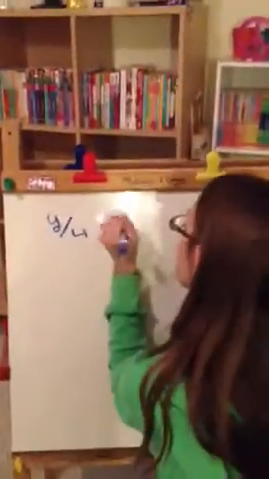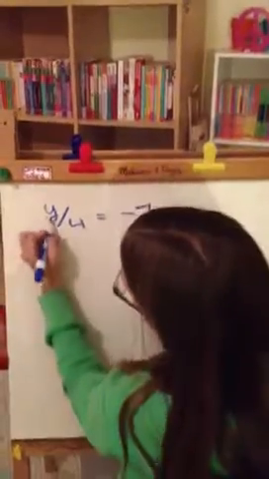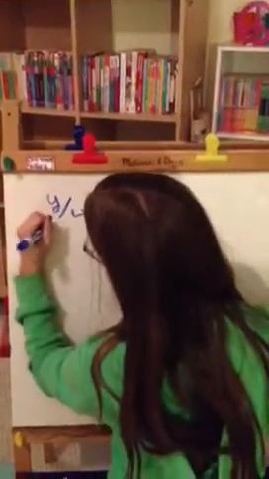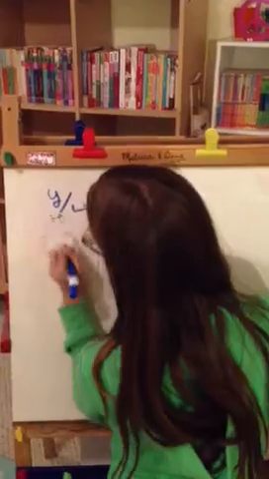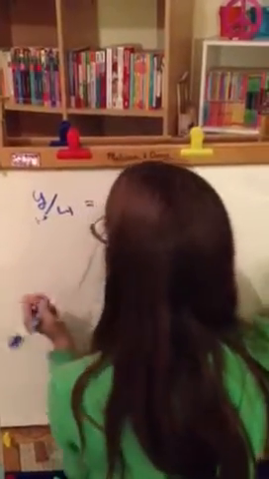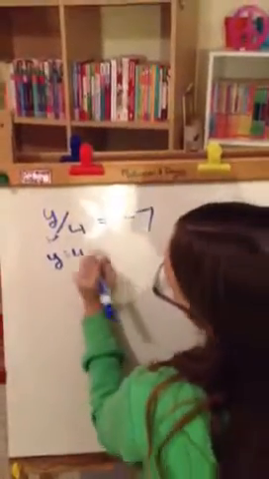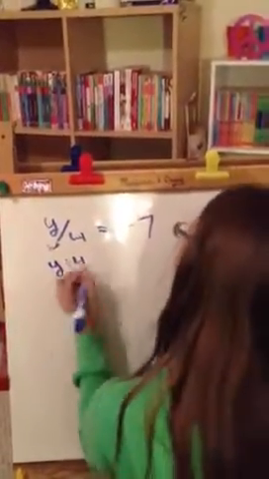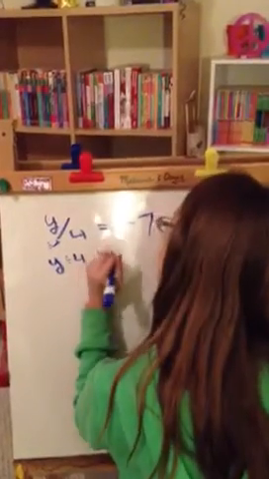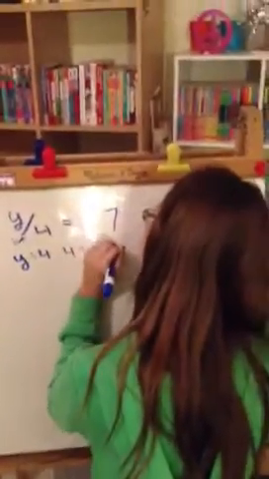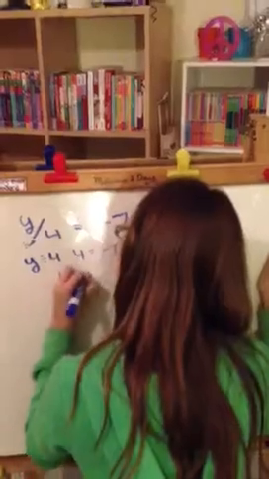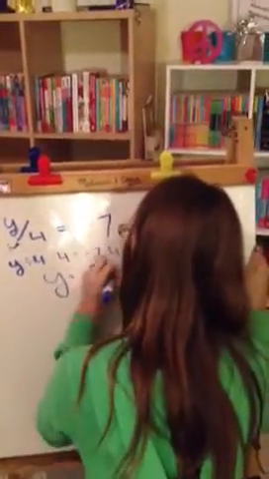Equals -7. And this is basically just like a division sign in disguise right there. And so you'll do y divided by 4. You gotta get that y alone, so you'll do the opposite, and you'll do times 4 equals -7 times 4. And y equals, you know it's 28, but is it positive or negative?